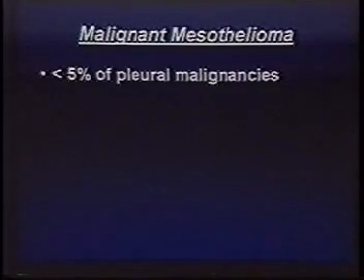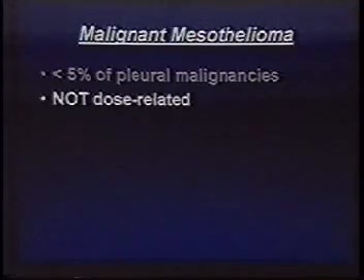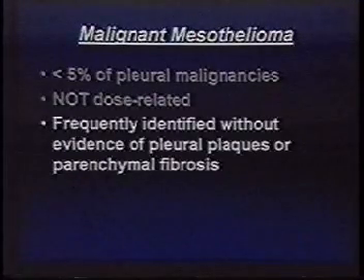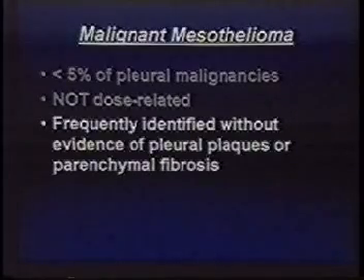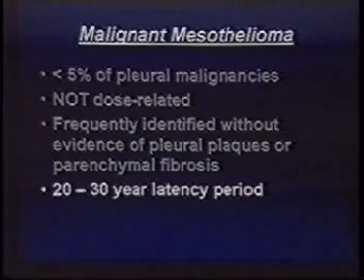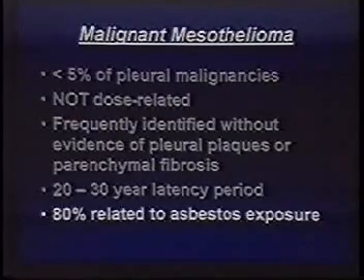Malignant mesotheliomas account for less than 5% of pleural malignancies, and these are not dose-related, and therefore are frequently identified with no evidence of pleural plaques or parenchymal fibrosis. And these typically develop following a 20 to 30-year latency period. 80% of these are related to prior asbestos exposure.